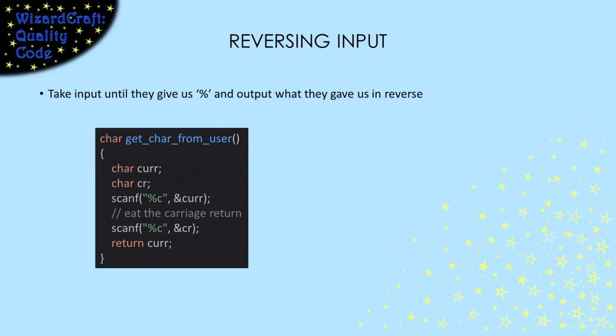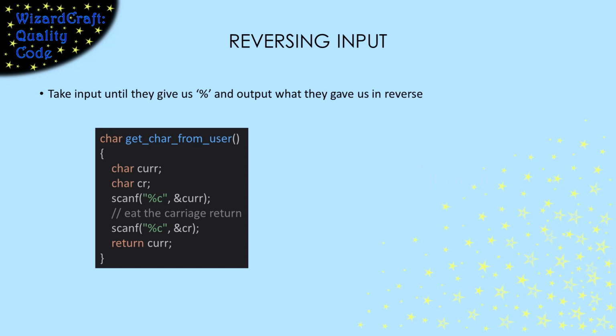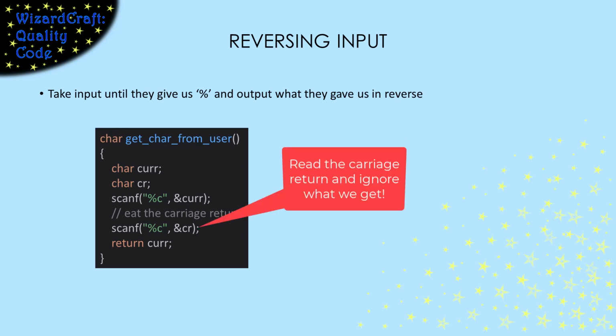So why would we do this? Let's build code that will take input from a user 1 character at a time until they enter a % sign, and then output what they gave us in reverse order. To do that, I first made a function to get 1 character from the user. Note that the carriage return that the user types at the end of each line is also a character, so we have to read that just to ignore it.